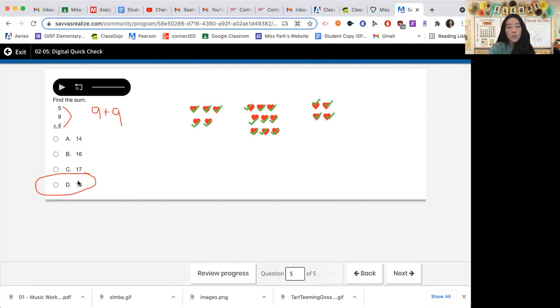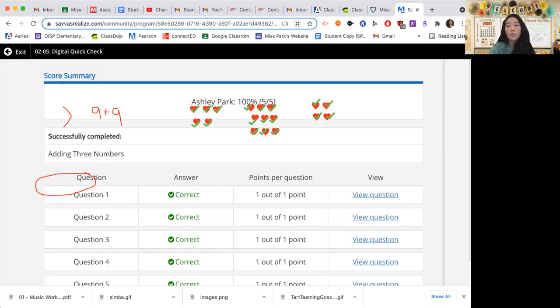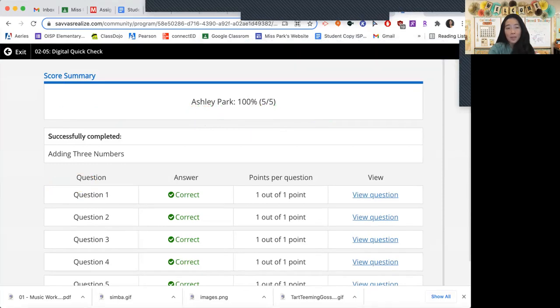All right. So I showed you guys multiple different strategies on how you can add, adding 3 numbers. Not 3-digit numbers, but adding 3 1-digit numbers. All right. That is it for math.